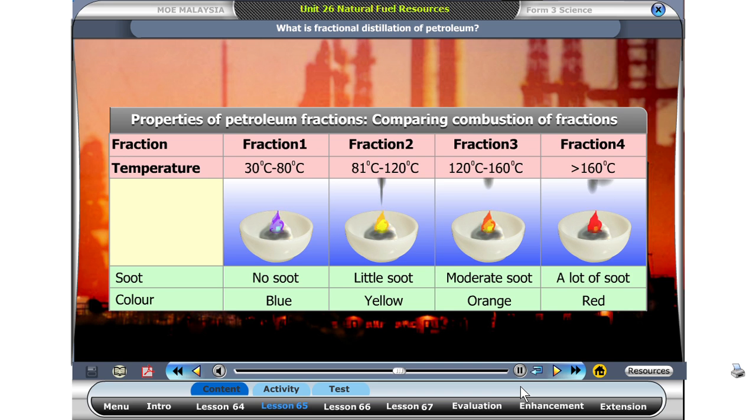What happens when we burn the fractions in a crucible? Observe the color of the flames and the amount of soot given off. The first fraction burns with a blue flame with no soot. The second fraction burns with a yellow flame with little soot. The third fraction burns with an orange flame with a moderate amount of soot. The fourth fraction burns with a red flame with a lot of soot. Did you get the same results in your activity sheet?